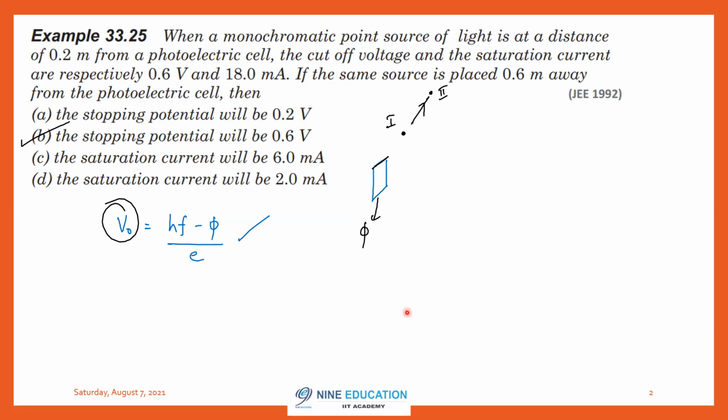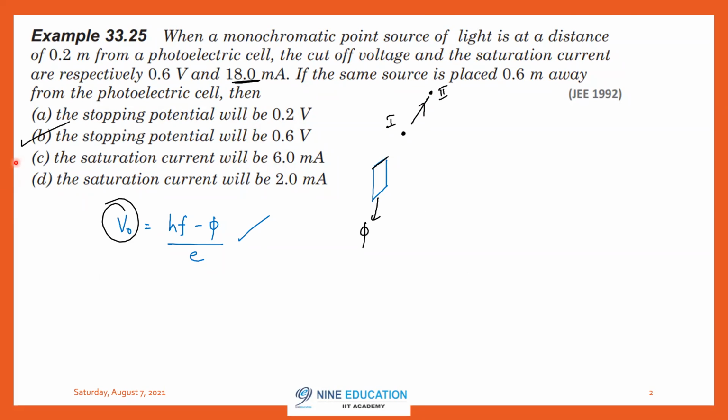Intensity is decreasing, so the number of photons incident on this plate per second is also decreasing. So the current should decrease. Saturation current should decrease. It could be both, because the initial saturation current is 18 milliamperes, and here it is 6 and 2 milliampere.